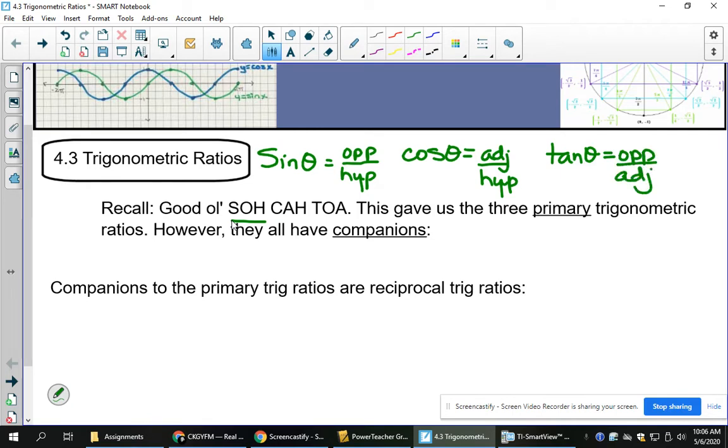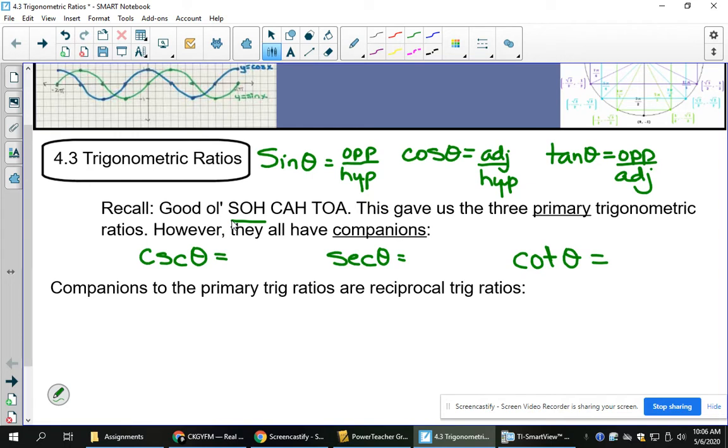Now, those are actually what we call the primary trigonometric ratios because they each have a companion to them as well. So their companions are called cosecant, secant, and cotangent.